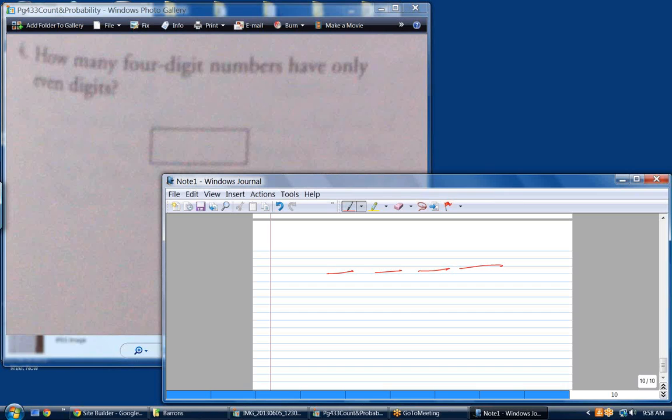I don't even know where to start. Right, because if we were to list all the possible 4-digit numbers, we would go up, and the last one would be 9999, right? Yes. And there's not very many in that list of 9,999 numbers where they're all even. So we have to view it as a probability problem or a counting problem.